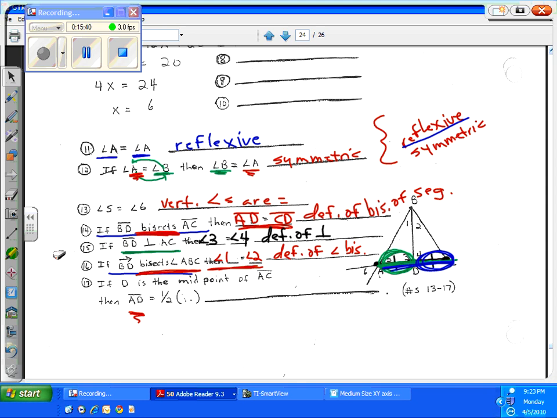And so when we say that one of the little ones, like AD, is half of the whole big thing, I'll clean it up so we can see. One of the little ones, AD, is half of the whole big thing, AC. That's not the definition of a midpoint. The definition says the two little pieces are equal. This is the midpoint theorem. Remember that the midpoint theorem says that one of the little ones is half of the whole big thing.